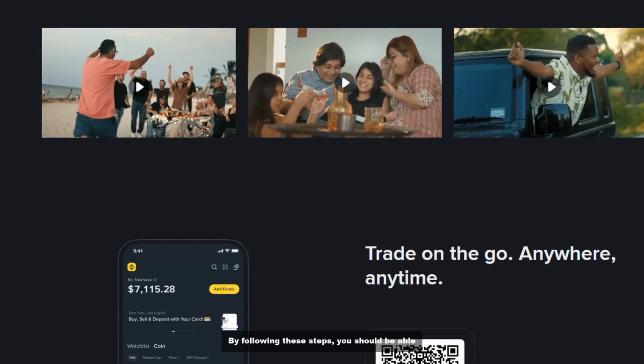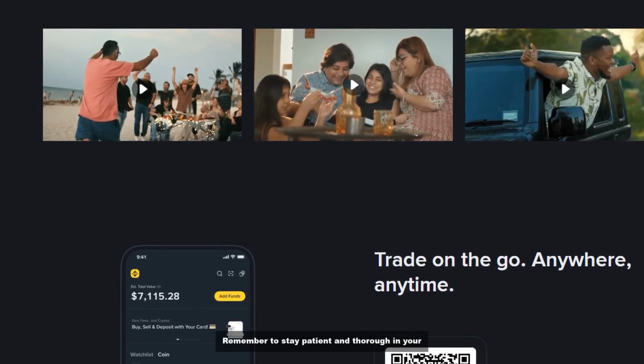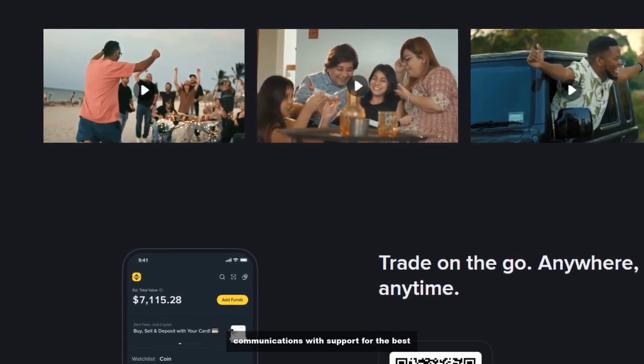By following these steps, you should be able to resolve your billing problems on Binance. Remember to stay patient and thorough in your communications with support for the best results.